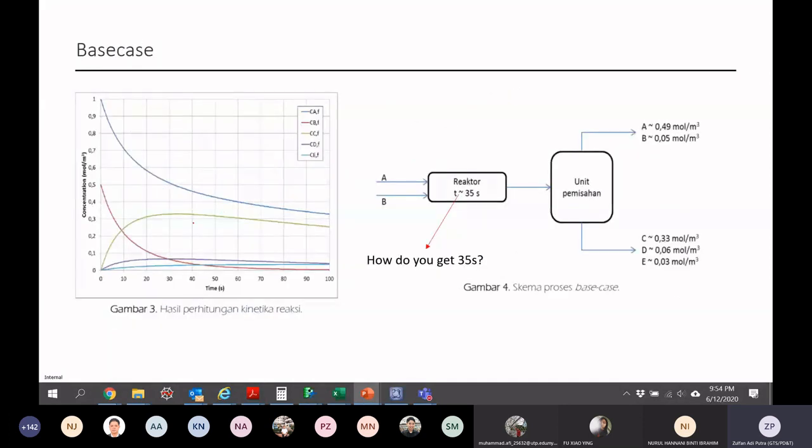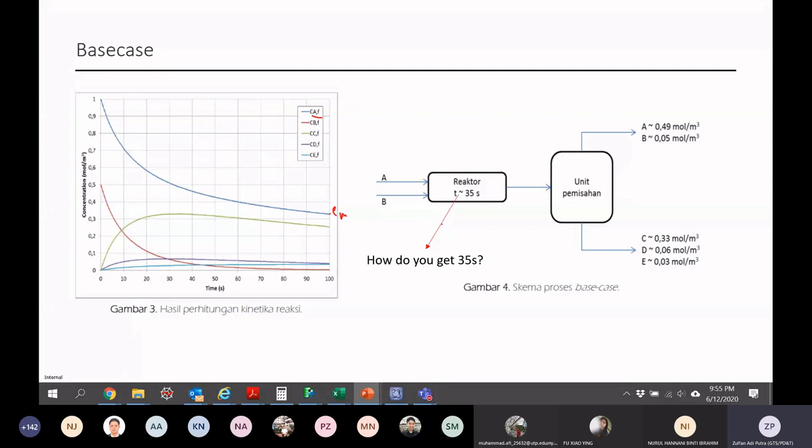So we plot it and see what happens. This is the base case. Now you plot the concentration of A. A is the blue line. It starts from 1, for example. You can start from whatever you want, and it goes down. So we can see that A is going down. If I simulate this until 100 seconds, this is the CA at 100 seconds.